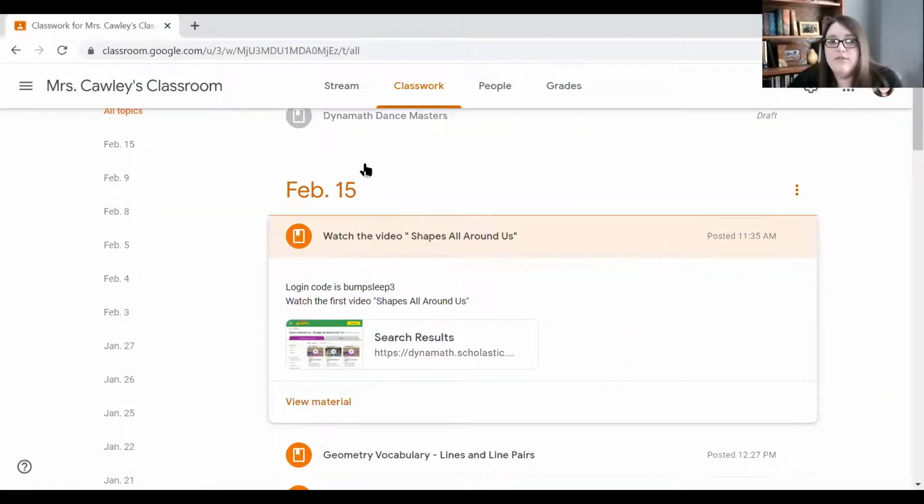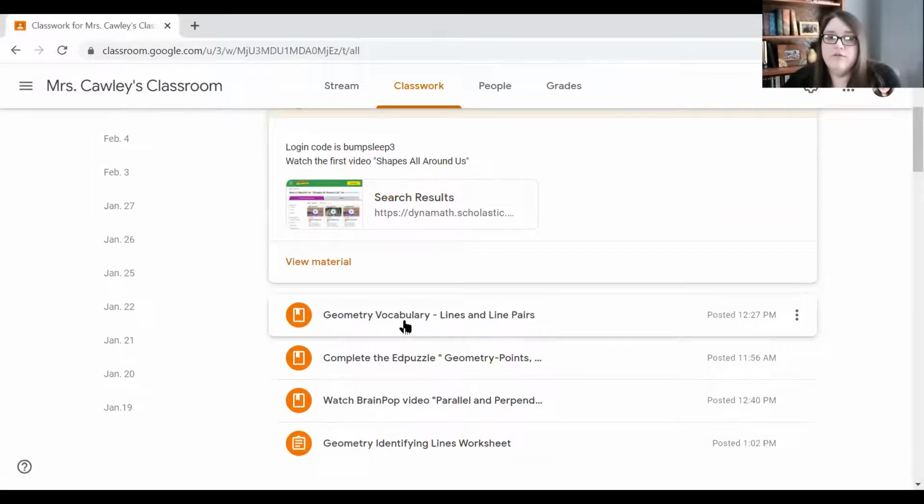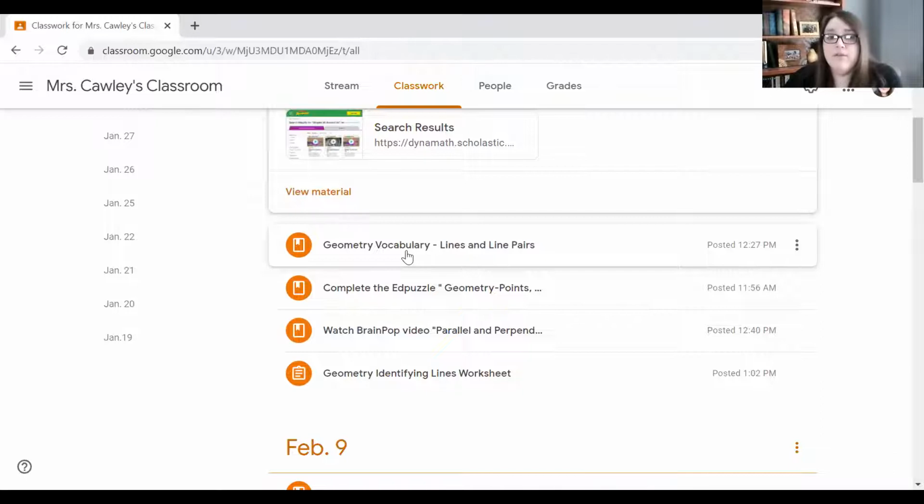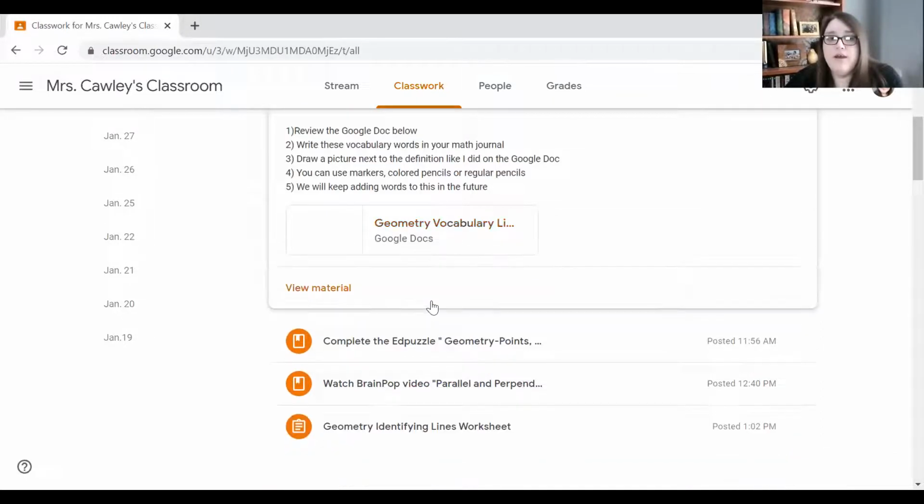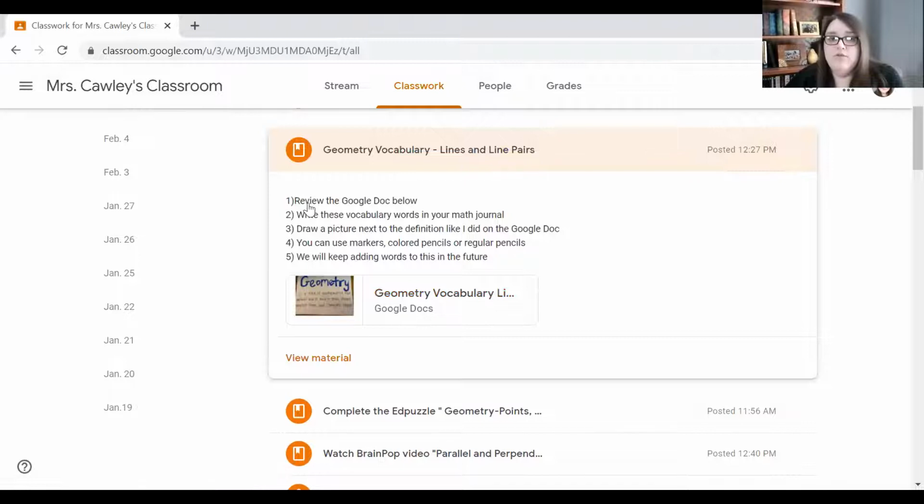Now, when you're done with this, I want you to move on to the next thing in my Google Classroom, which is this geometry vocabulary. So open it up. I want you to review the Google Doc below, and I want you to write these vocabulary words in your math journal. Draw a picture next to the definition like I did on the Google Doc. You can use markers, colored pencils, or just a regular pencil. It's really up to you. And we're going to keep adding to this in the future.